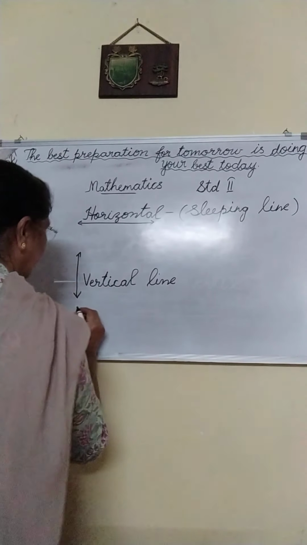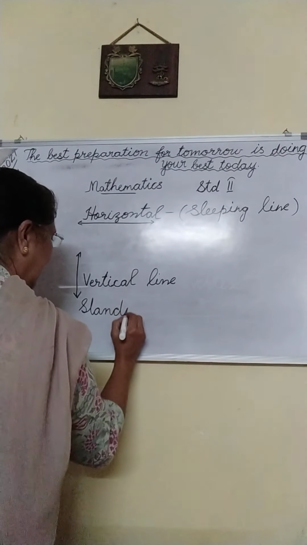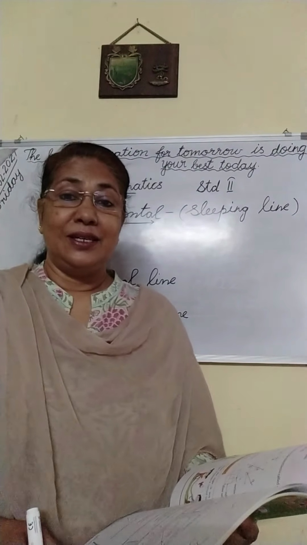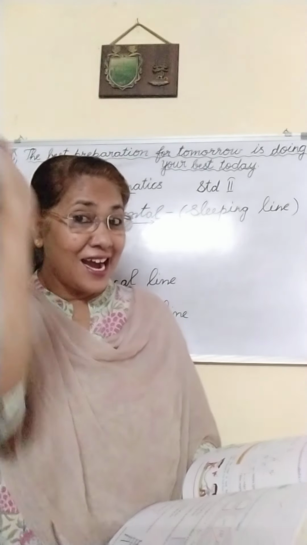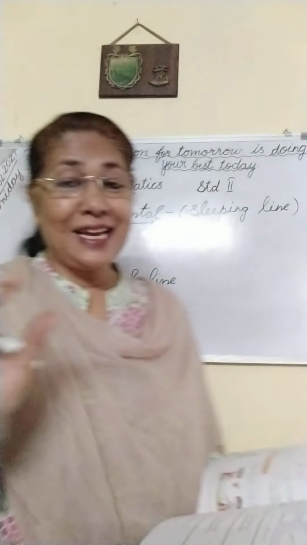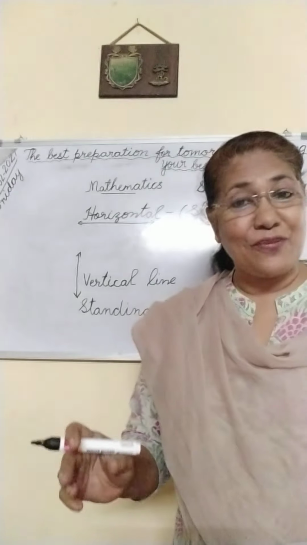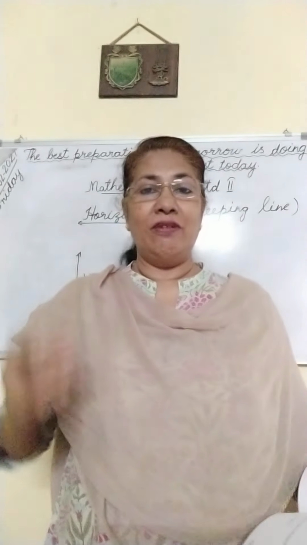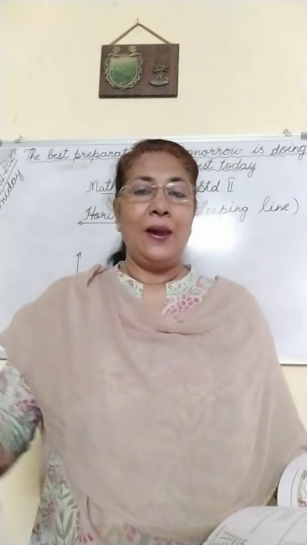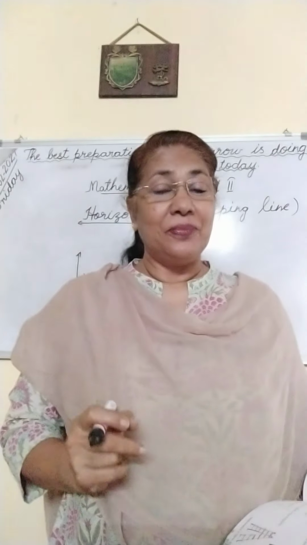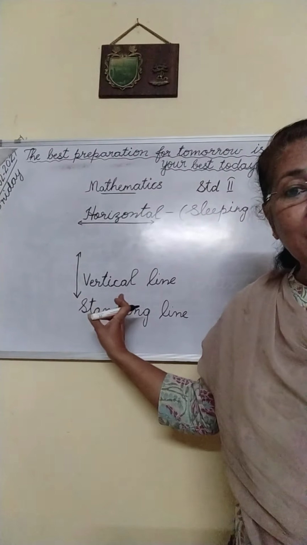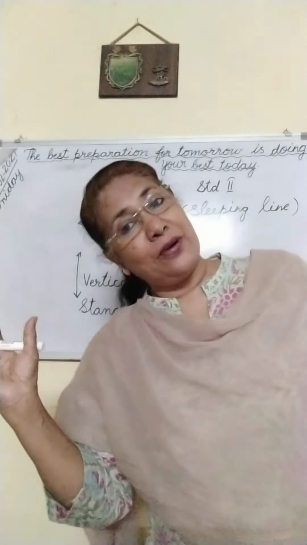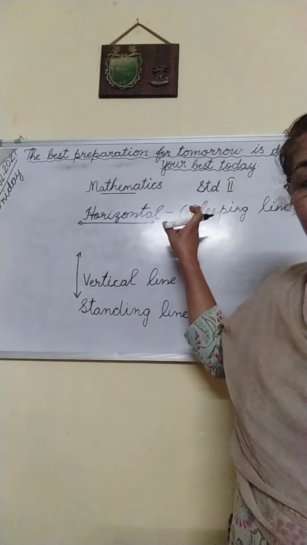Let me put this in bracket. Standing line is S-T-A-N-D-I-N-G. Standing line. Now we are going to learn, what is it? Yes, slanting line. This is standing. Now don't make mistake. Standing and slanting are different, okay? This is standing line. When we stand, our body will be straight. So this is the standing position. So the line which we draw like this, straight, is called what line? Yes, vertical line. Vertical line means standing line, and horizontal line means sleeping line. Think of when you lie down, that line is known as horizontal line.